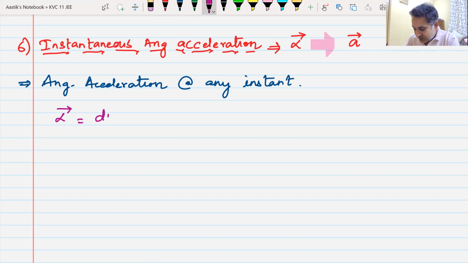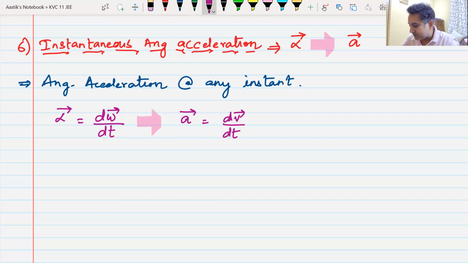You will write it as d omega by dt. As soon as you write it as d omega by dt, it should remind you of how you had written the instantaneous acceleration. Instantaneous acceleration you had written as dv by dt. Yes or no?